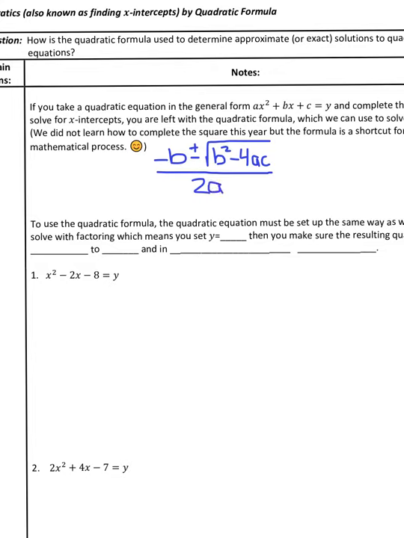So this is the quadratic formula. X equals negative b plus or minus the square root of b squared minus 4ac, all over, we always call it all over, 2a.